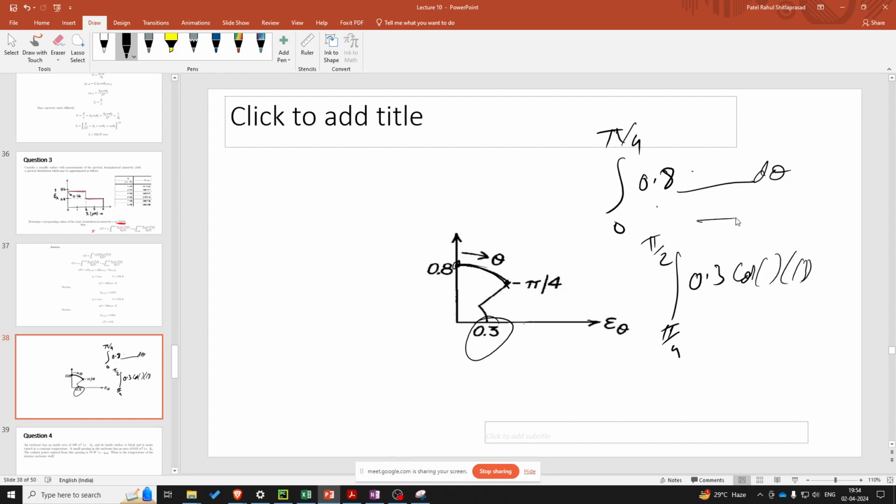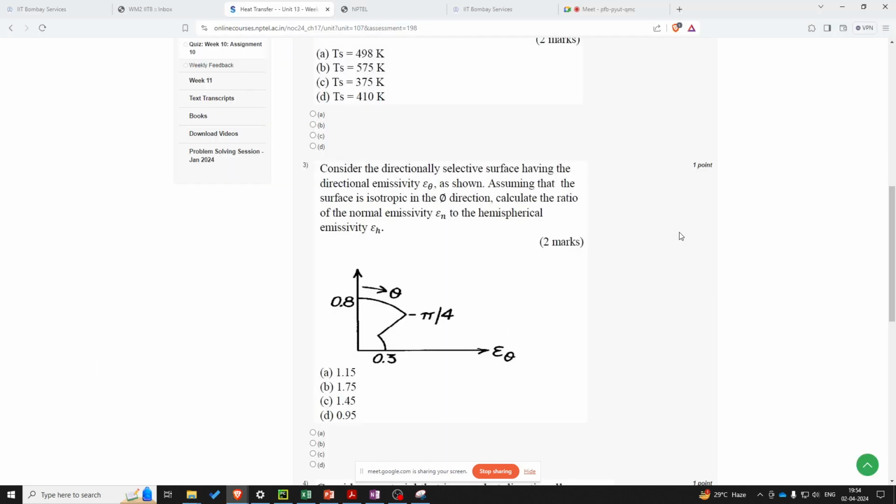So you can just take the summation of both of these terms in order to find the spectral emissivity, and then in order to find the ratio, I think you have been asked to find the ratio of En upon Eh, so that you can calculate it.